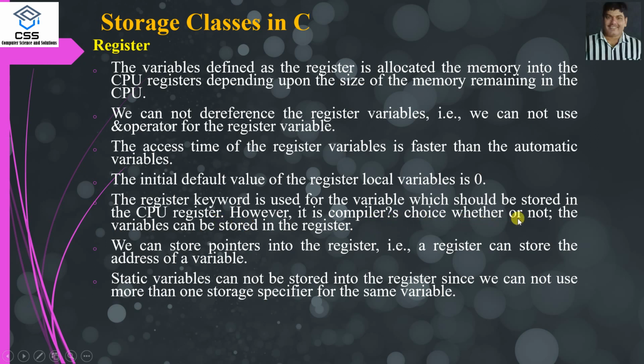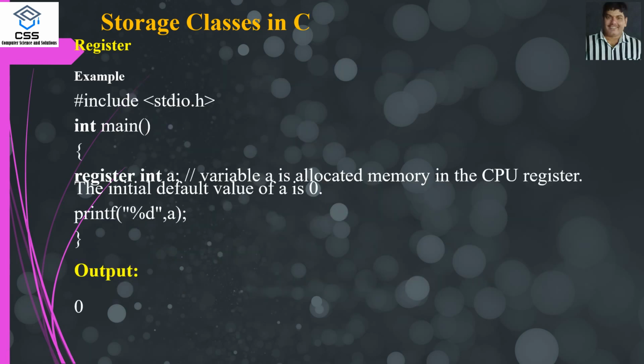We can store a pointer in a register. A register can store the address of a variable. A static variable cannot be stored in a register, since we cannot use more than one storage class specifier for the same variable. You can assign only one storage specifier to a particular variable. How do you define it? If I define register int a, then it will display a garbage value. On some compilers, the default value might be 0. We have to run it.